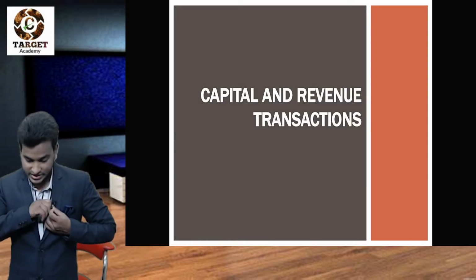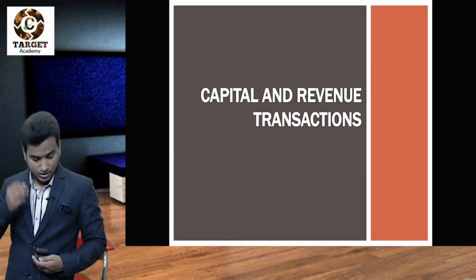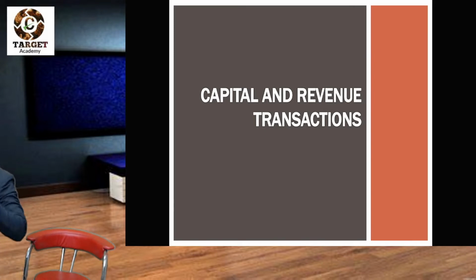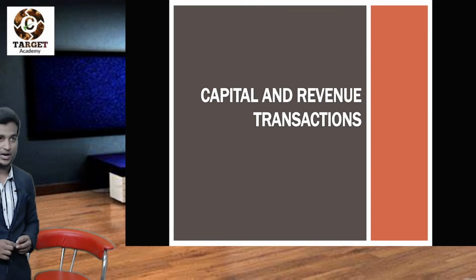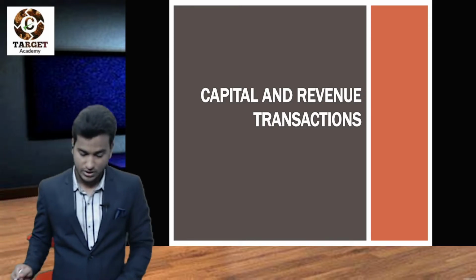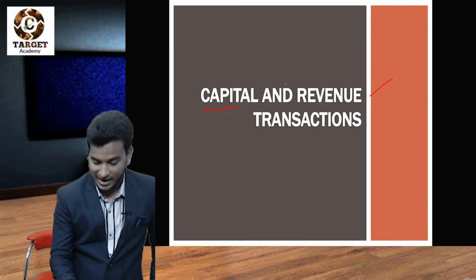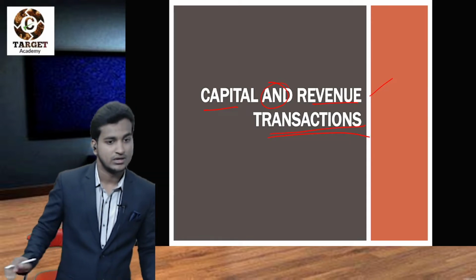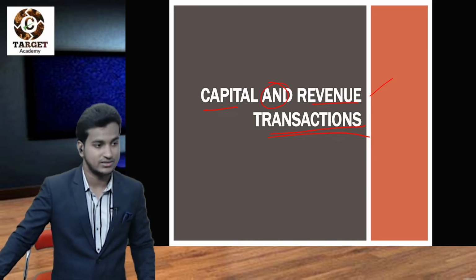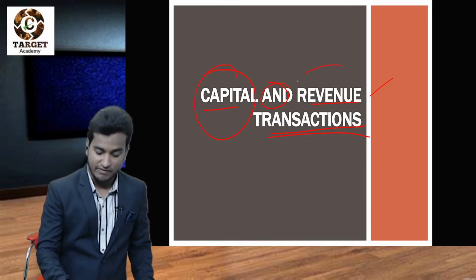Now we are discussing chapter number 2, capital and revenue transactions. What is that? Capital and revenue transactions. Today is lecture number 2 or 3. So the chapter name is capital and revenue transactions. If you remember, in chapter number 1, I told you transactions are of two types: cash transactions and credit transactions. Here again they are bifurcated into two types, that is capital transactions and revenue transactions.